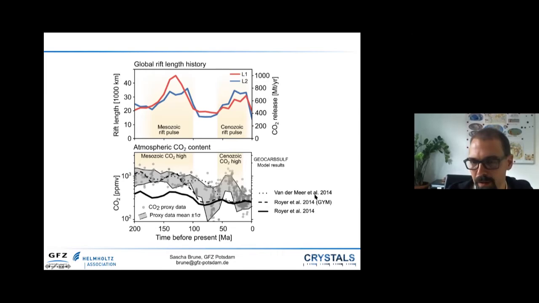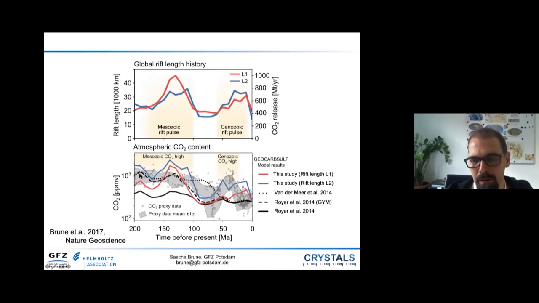Then Vandermeer, this is what Sabine showed before, they looked at subduction length. And even though this is a questionable proxy for the amount of CO2 that is released due to subduction, I plotted it here, and I get a similar result, a high in the Mesozoic. And then I used rift length, and I get a Mesozoic CO2 high and a Cenozoic CO2 high. I don't claim that this fit is super great, but at least qualitatively, we have a high here, a low here, and a high here.